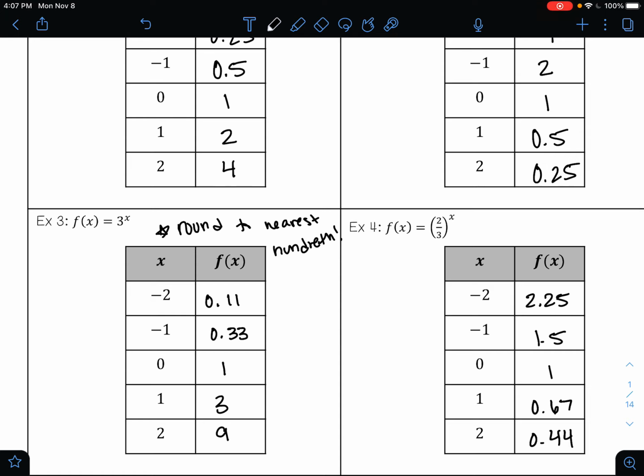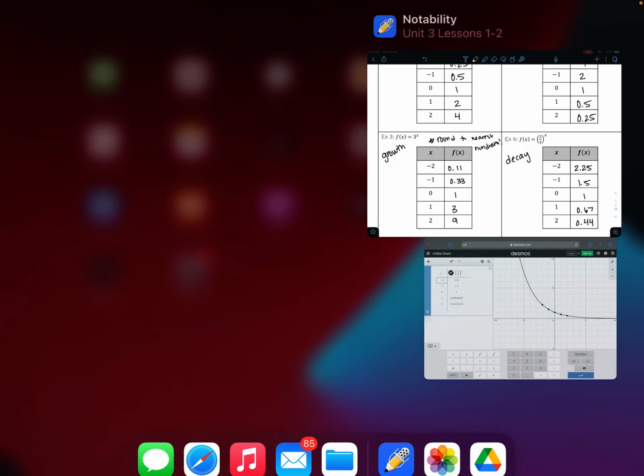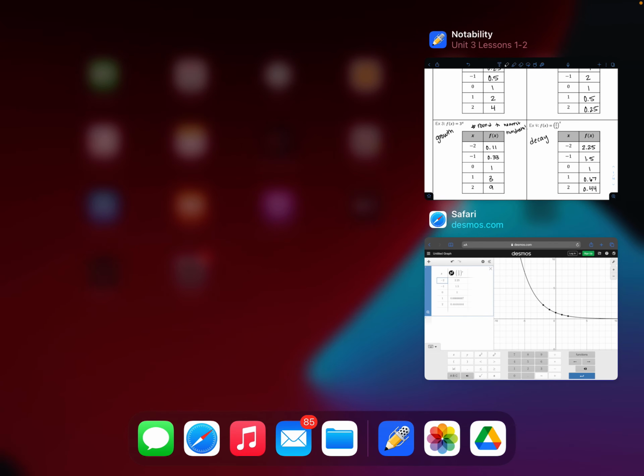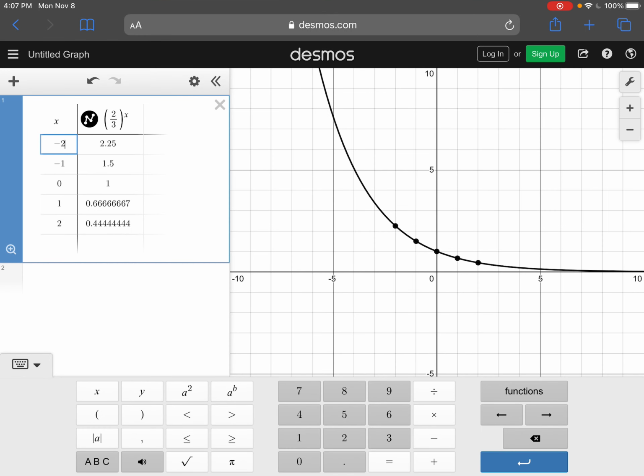Example 3 represented exponential growth, and example 4 represented exponential decay. This has been your introduction to exponential functions. Now you have an idea of what these functions look like and how to find a table of values using Desmos. We're going to go more in depth in our upcoming lessons.